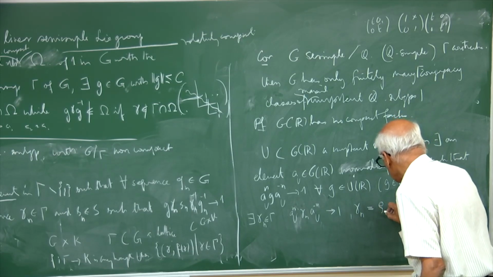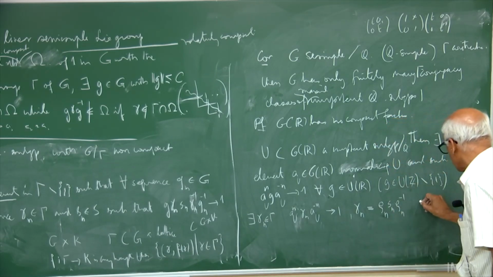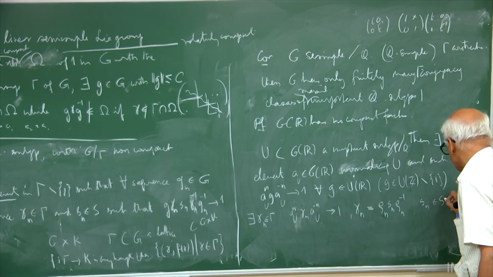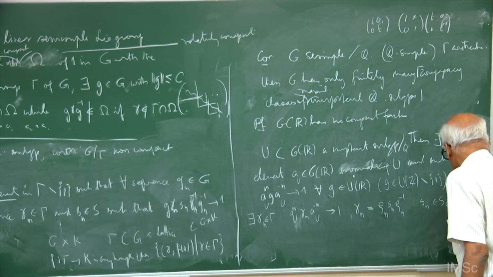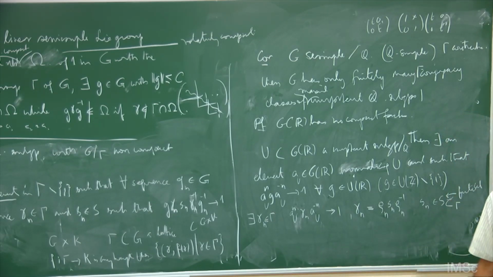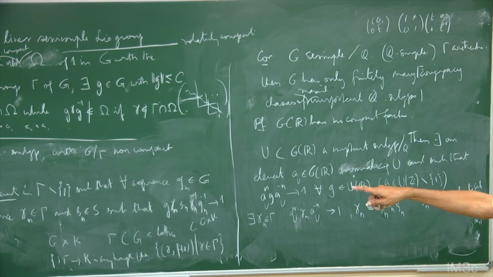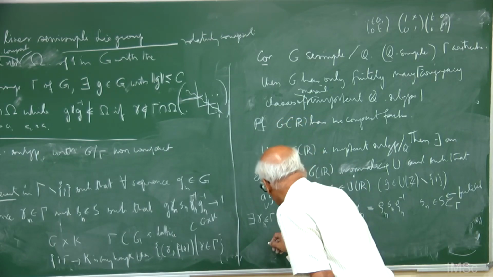ρ_n S_n ρ_n inverse with S_n in the finite set S in Γ. That's what the corollary said. There is a finite set S for which this happens. Passing to a subsequence, and let's look at another.